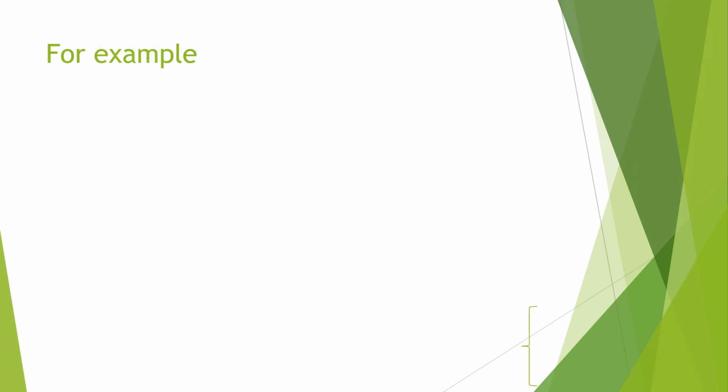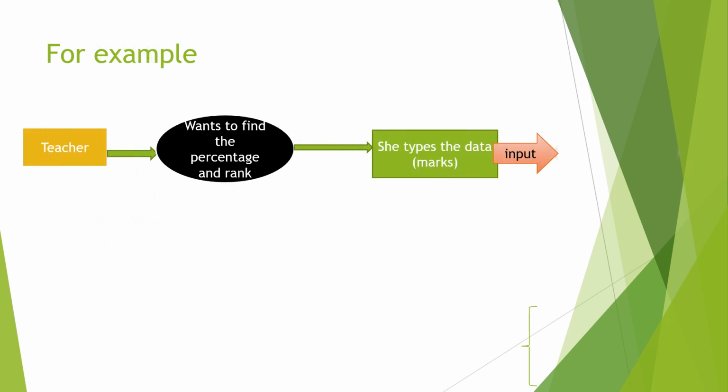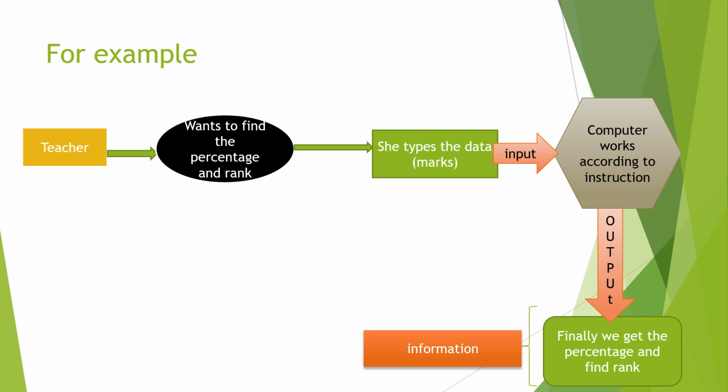Now, for example, suppose a teacher has to prepare your result. She wants to find percentage and rank. So first she will type the marks or the data, that is she will give the input. Then the computer works on the instructions and gives the output, meaning the final percentage and ranks. This is the information.